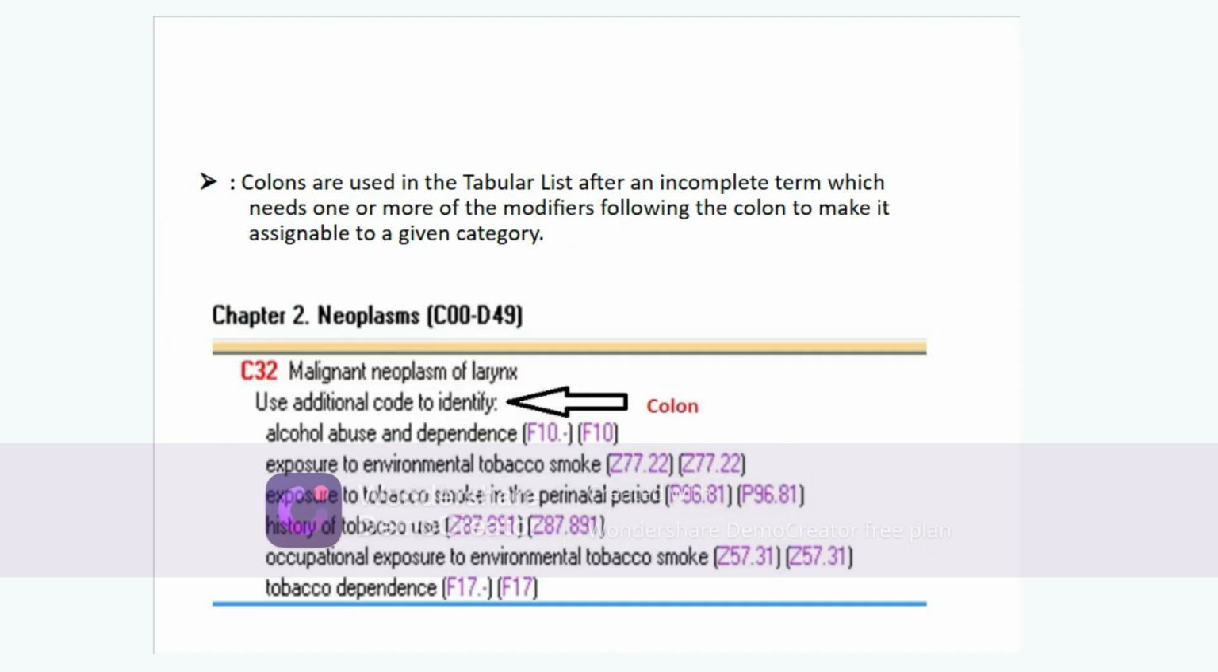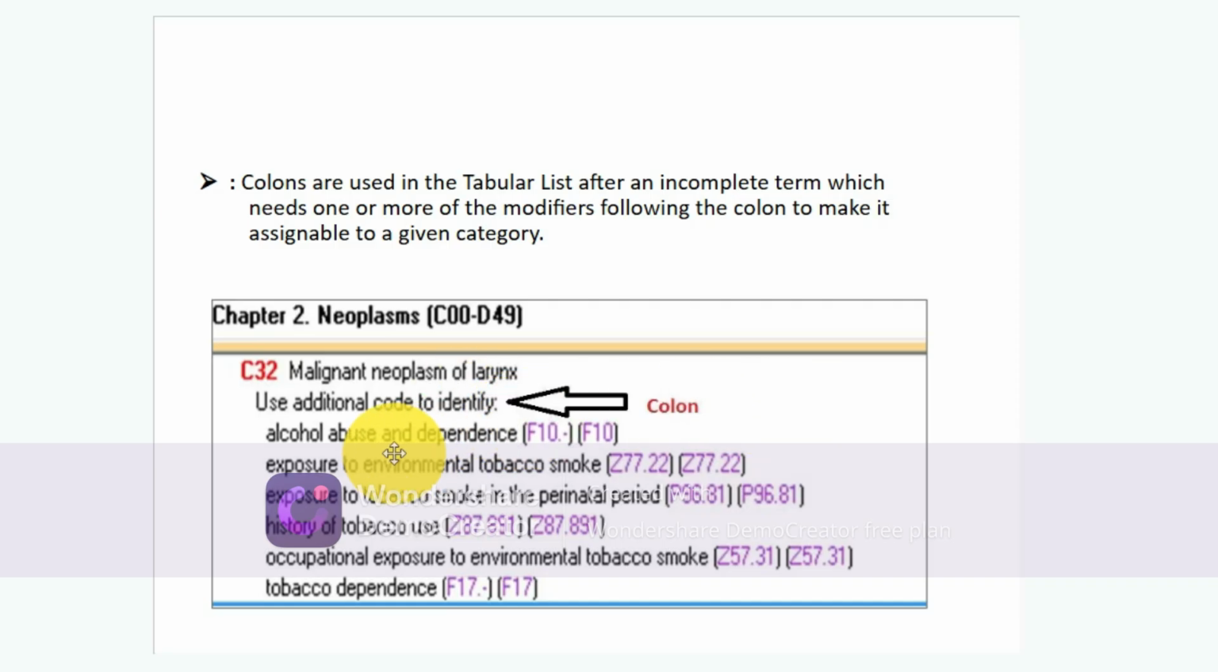referred to as colons. Colons are used in the tabular list after the incomplete terms which need one or more modifiers following the colon to make them assignable to a given category. Chapter 2 Neoplasms. You will see here C10 malignant neoplasm of the larynx. Use additional code to identify. Here you will see the colon. Alcohol abuse, use and dependence, F10, exposure to the environment, exposure. These all you will be able to see with the colon.